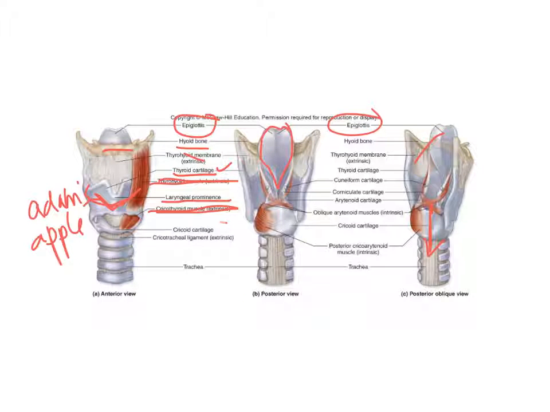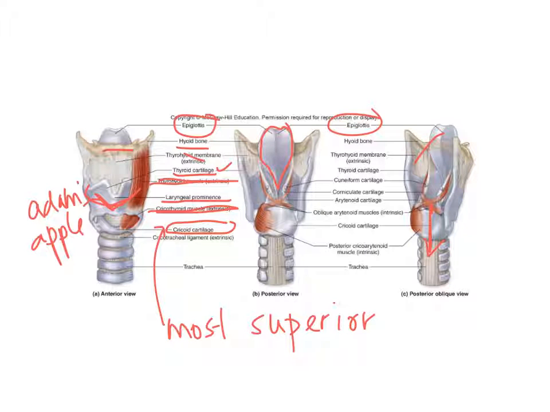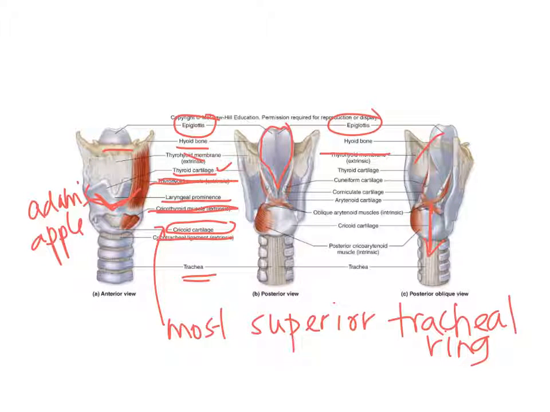Now the cricoid cartilage, this is the most superior tracheal ring. It becomes important if you need to do a trach on someone. That's what you're looking for. It's the top of your trachea. We don't go over that, but you need to know trachea. The trachea is the tube that's going to take the air down.